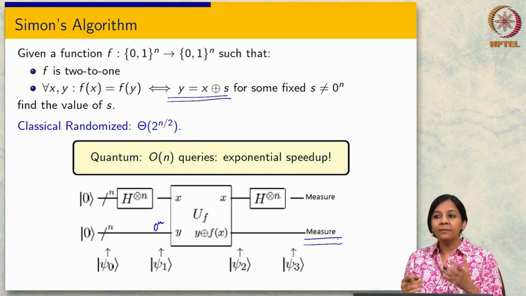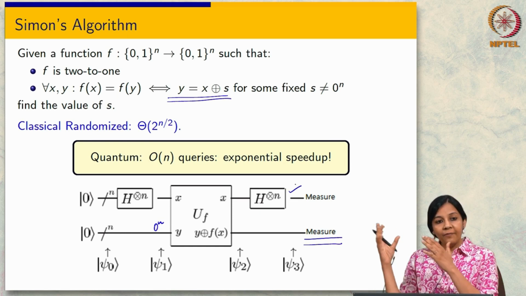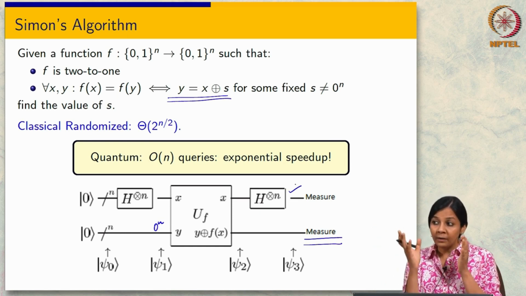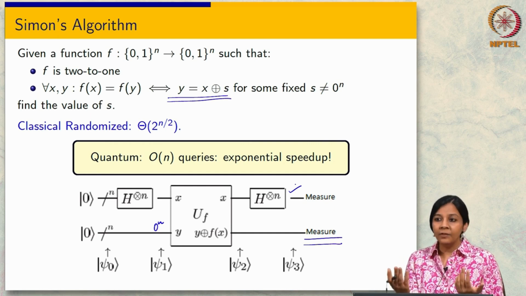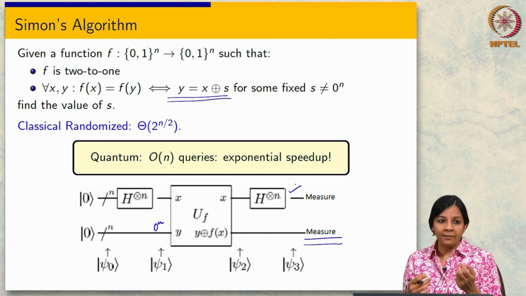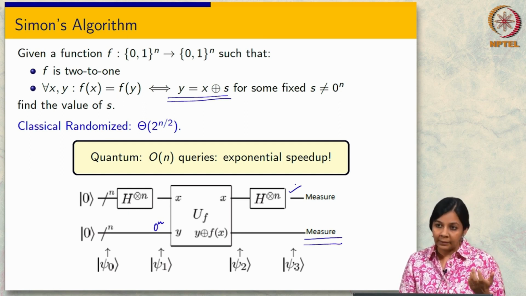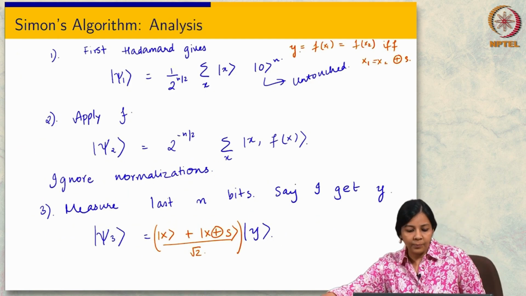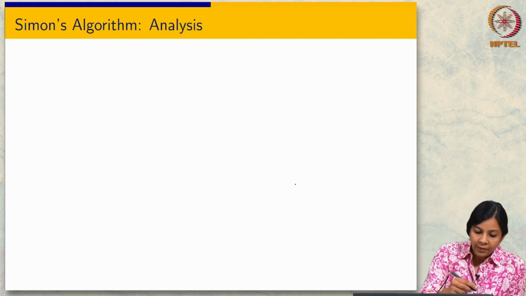Okay. So, this means that by applying the Hadamard again at this stage, I have forced the superposition to be restricted to vectors that are orthogonal to S. Okay, and then when I measure, it doesn't matter which vector I get, if it is orthogonal to S, that gives me some useful information about S. I need to make sure that I don't end up with linearly dependent vectors. So we can analyze that probability. I won't talk about it in too much detail, but we will talk about it a little bit.